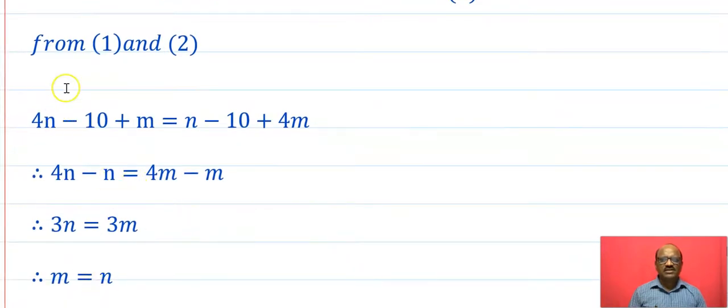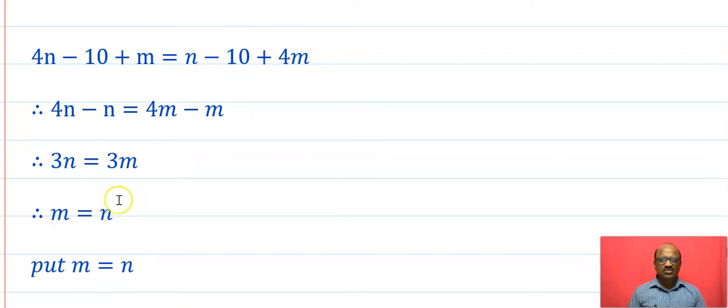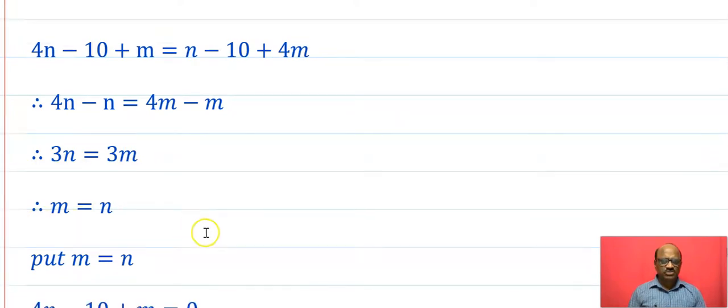Now solve this. Minus 10 on both sides gets cancelled. You will get 4n. Here is a minus n, we take it to the left hand side. 4n minus n, then you will get 3n. What about the right hand side? 4m minus n, you will get 3m. 3 gets cancelled on both sides by dividing by 3, and you will get m is equal to n.